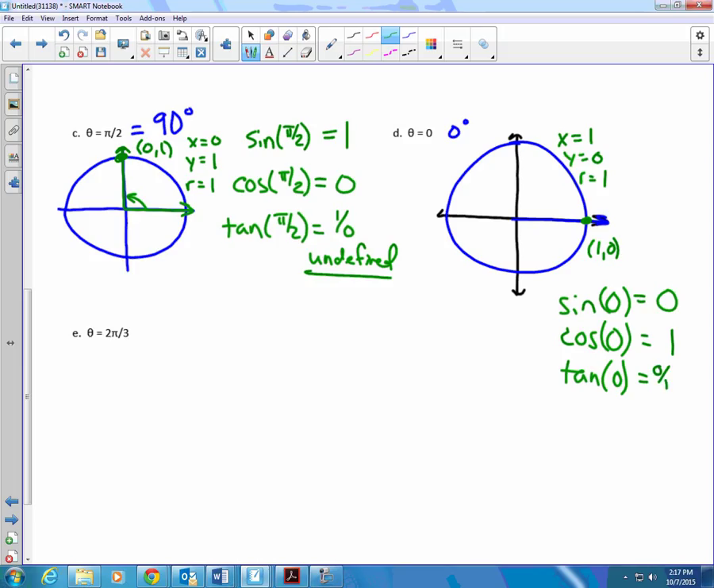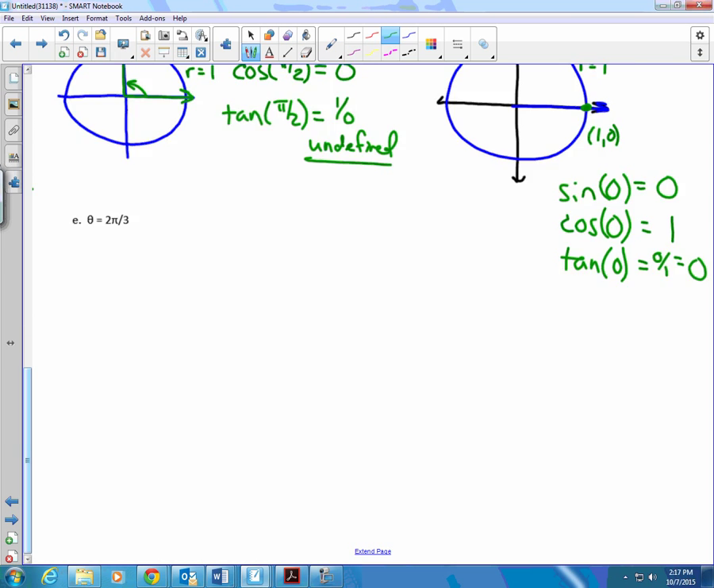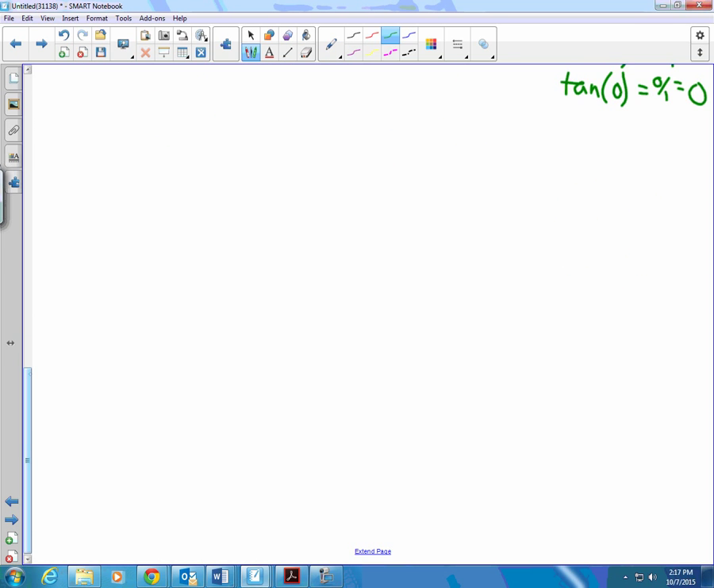Can you have 0 on the top? Yes, it's okay to have 0 on the top, so you just get 0. So that's kind of interesting if you look at it, that cosine of 0 gives you 1. But that's why. That's why you get that value. Let's try one more together, and then I'll give you the worksheet. We'll do a couple of those.